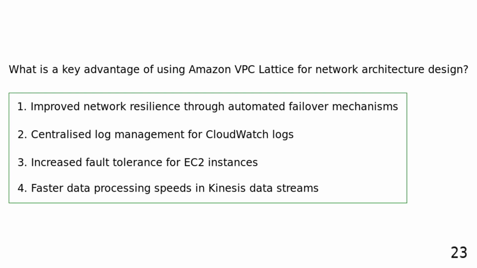What is a key advantage of using Amazon VPC Lattice for network architecture design? Improved network resilience through automated failover mechanisms. Centralized log management for CloudWatch logs. Increased fault tolerance for EC2 instances. Faster data processing speeds in Kinesis data streams.